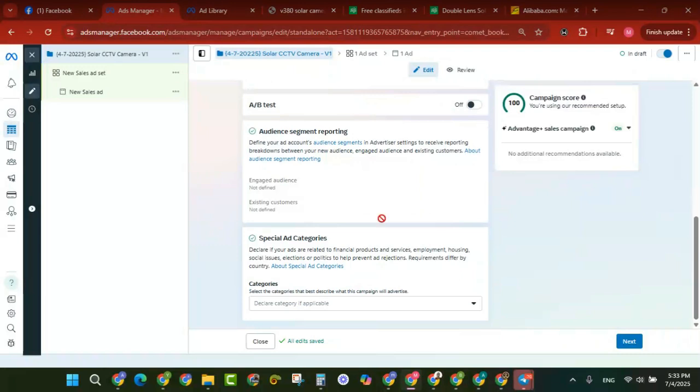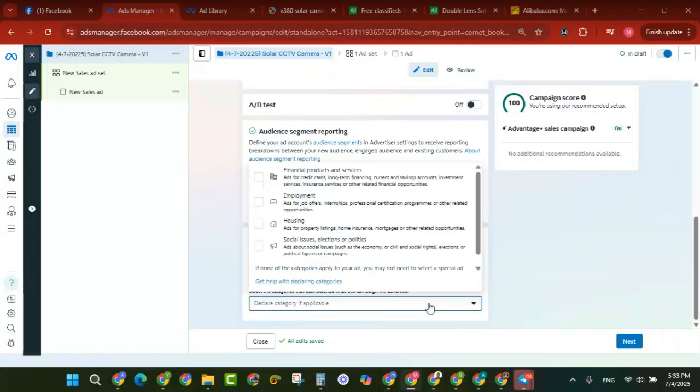So when you are done with this, do you understand? So this special category too, let me show you. If you are running something that has to do with financial products and services, maybe you are a bank or something that has to do with credit card, then you have to choose it. If you don't choose it, they can disable your Facebook account or disapprove the ad. The least they can do is disapprove the ad. They will tell you this ad does not pass their test.